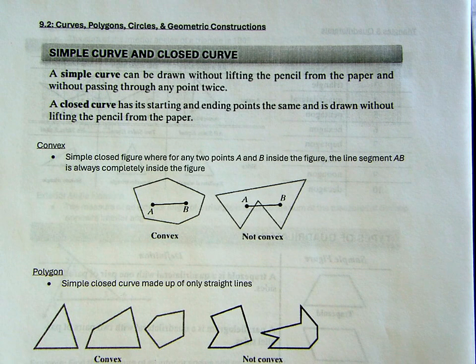So 9.1 was all about points, lines, angles, planes, that kind of stuff. Now we're going to close up our shapes, and we're going to have curves, polygons, circles, and it says geometric constructions. I actually kind of cut that bit out, mostly for time purposes, and just knowing what you guys will and won't see later on.